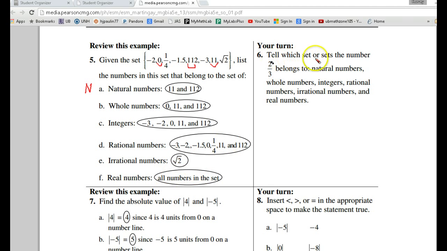So tell which set or sets of numbers that this fraction belongs to. Well, it's not a natural number. It's not a whole number. It's not an integer. It does have a repeating pattern in its fraction form. And all numbers are real. So it's these two categories.